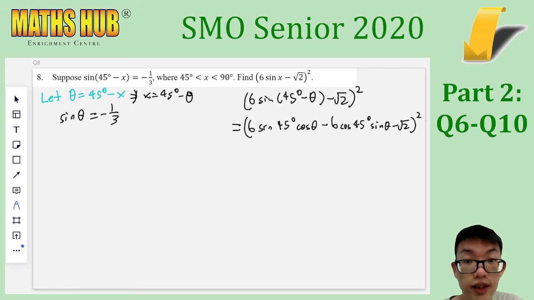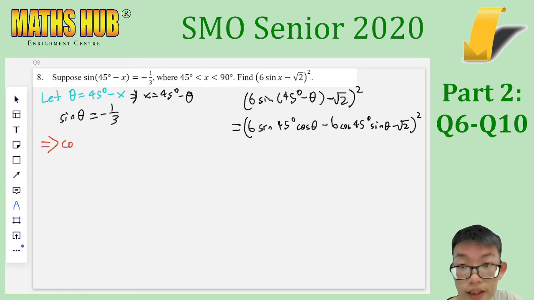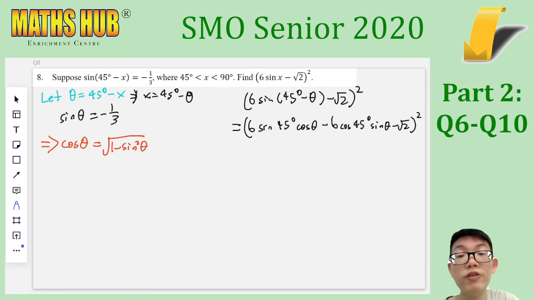At this juncture, we can very quickly see we also need cosine theta. So let's come back to the left side to find cosine theta. Now, can we say that cosine theta is immediately 1 minus sine squared theta, whole thing square rooted? The answer is yes, but often we need to check whether this cosine theta is positive or negative.